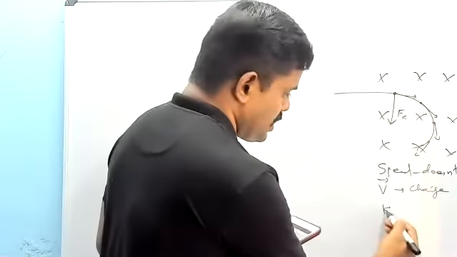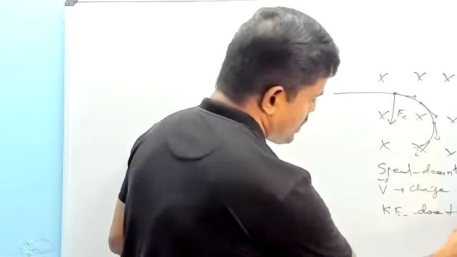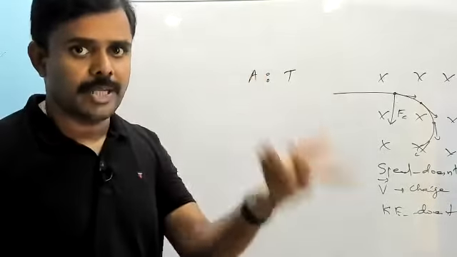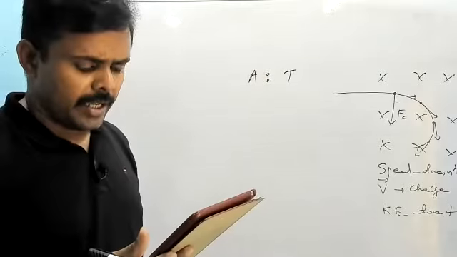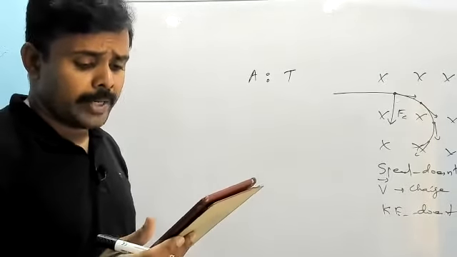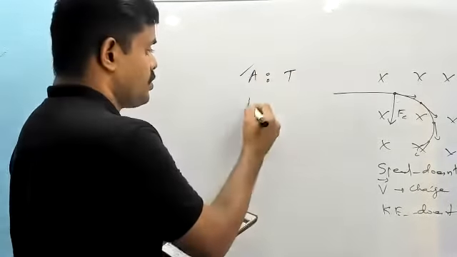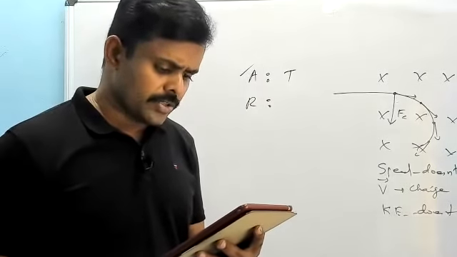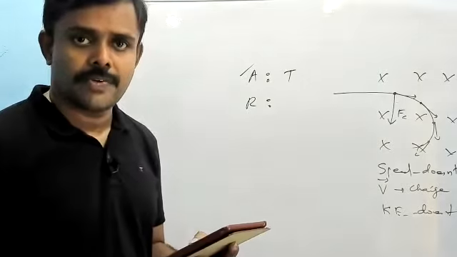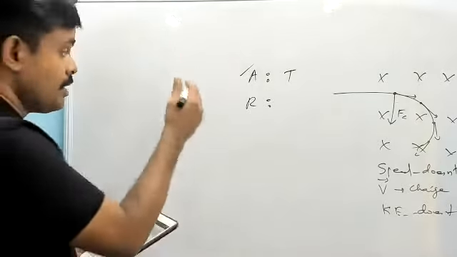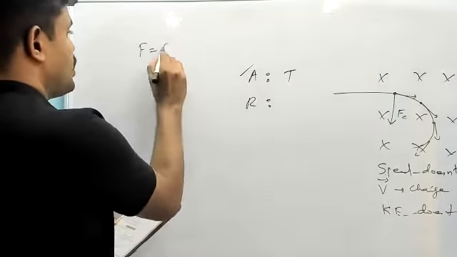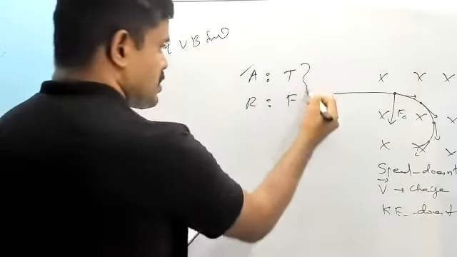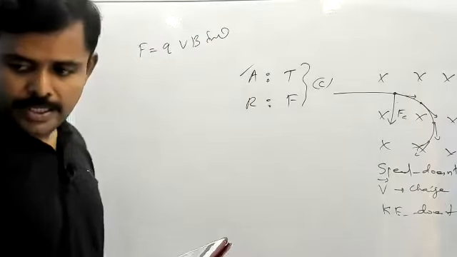So if speed doesn't change, kinetic energy doesn't change, because kinetic energy is half m v square. That v is not velocity, it is speed: half m speed square. So in statement A, the kinetic energy of a charged particle moving in a uniform magnetic field does not change. Assertion is true. Reason: in a uniform magnetic field, no force acts on the charged particle. No. The force acting is QVB sine theta. So that is false. Assertion is true, reason is false. Answer is option C.